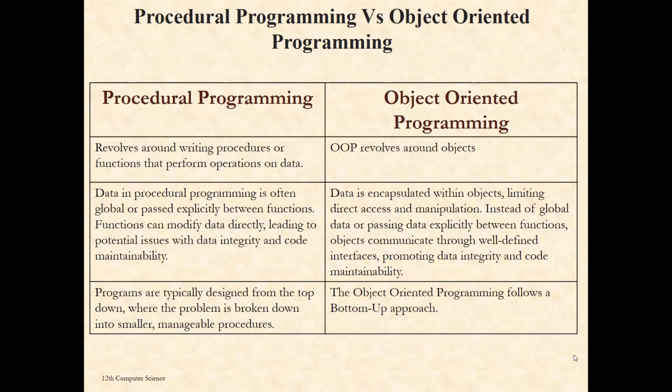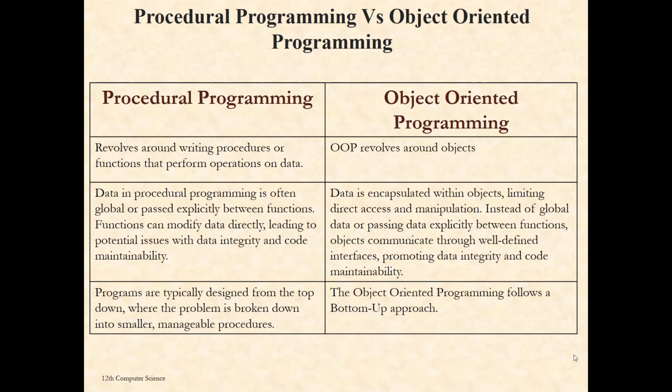OOP completely revolves around the object. It means the data revolves around the object. The data in procedural programming is often global or passed explicitly between functions. Functions can modify the data directly, leading to potential issues with data integrity and code maintainability. In OOP, data is encapsulated within the object, limiting direct access and manipulation. Instead of global data or passing data explicitly between functions, objects communicate through well defined interfaces, promoting data integrity and code maintainability.